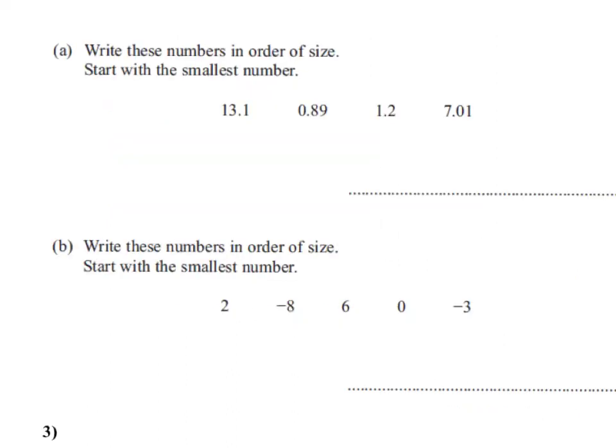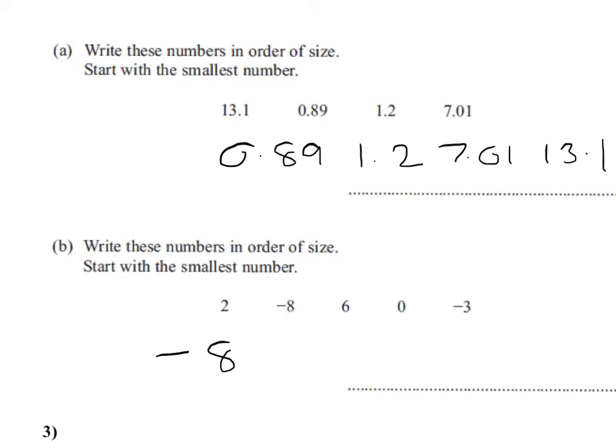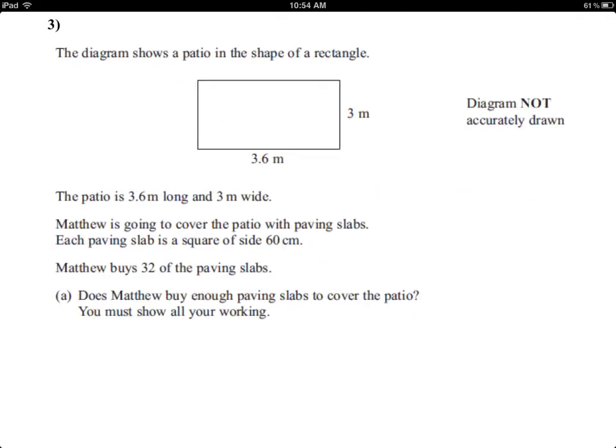Well, the smallest numbers. 0.89 is less than 1. 1.2, 7.01, 13.1. Kick yourself if you got that wrong. Now, minus numbers are smaller, and the larger they are, the smaller they are.